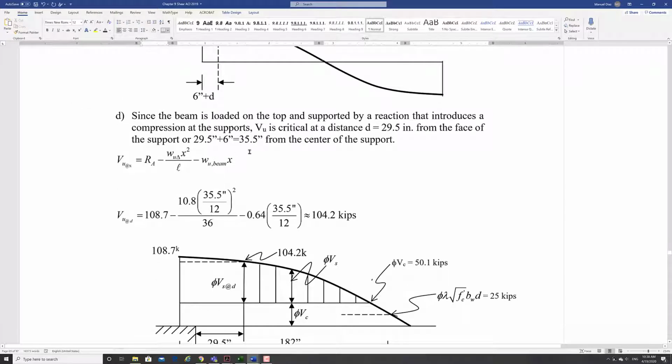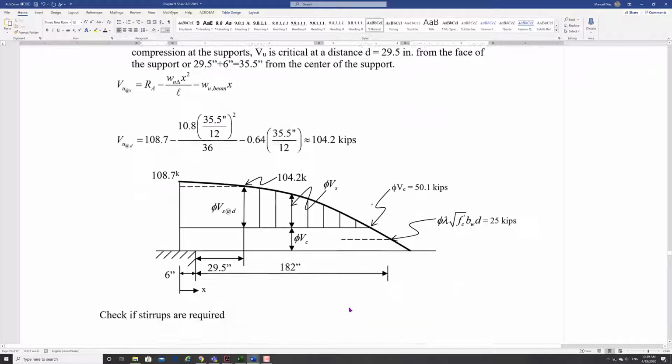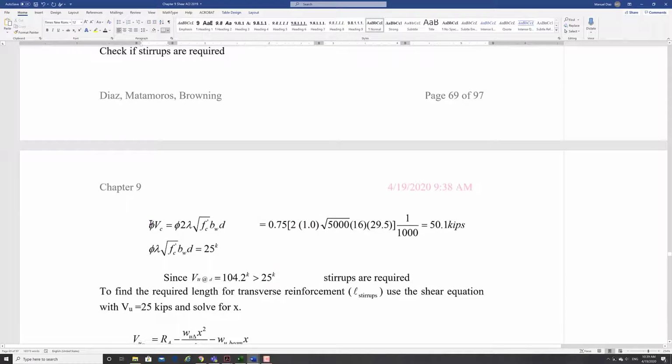And when the x value equals 35.5, which would change to feet, the shear becomes 104.2. So this is the shear that we're going to design at the distance d. And the rest is the same. You're going to have a Vc component. You are going to have your phi Vs. You know where the concrete limit is, but that limit is not where you stop. You stop putting stirrups at this value. So we do the same. After that is the same.